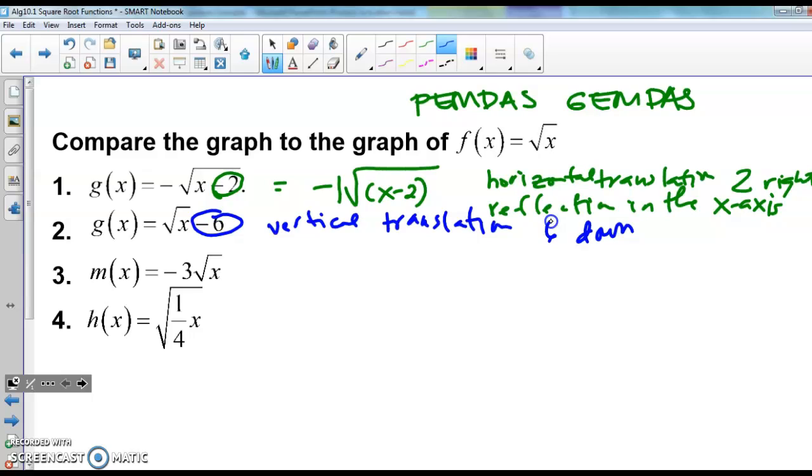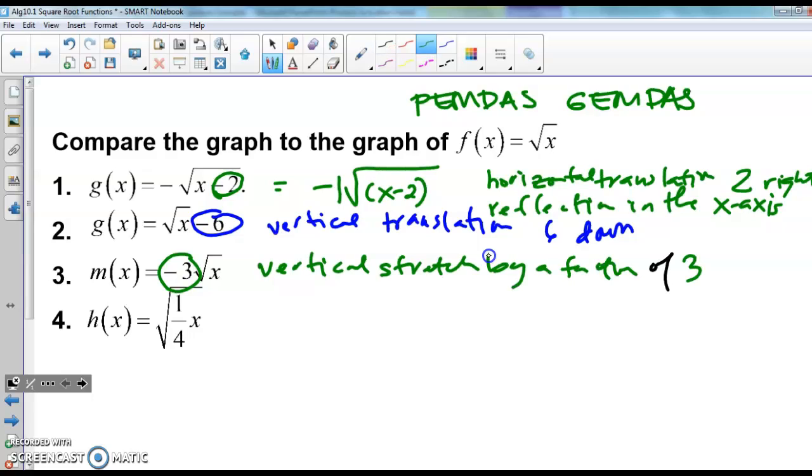Next, number 3, you have a -3 multiplied. So two things are happening here. When you multiply it by 3, since it's vertical, you follow the value of the constant being multiplied. That means this is a vertical stretch by a factor of 3. And since we're multiplying the function by a negative sign, this will be a reflection in the x-axis.